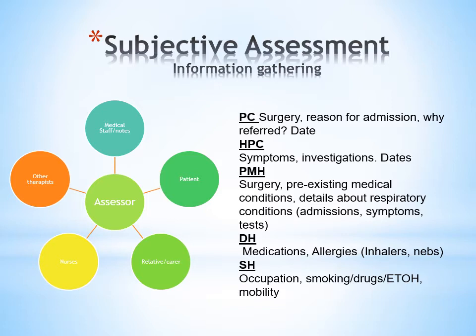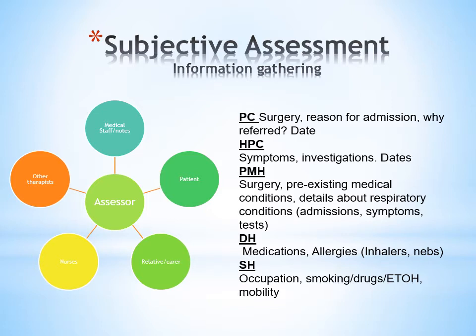You've then got your past medical history, which is really important. So, have they got any pre-existing medical conditions? Have they had any previous surgeries? If so, what are they? Making sure we're finding out about those things. Then, details about any respiratory conditions they've had. If they have any, have they ever had any admissions to hospital? What are their symptoms? What tests have they had?